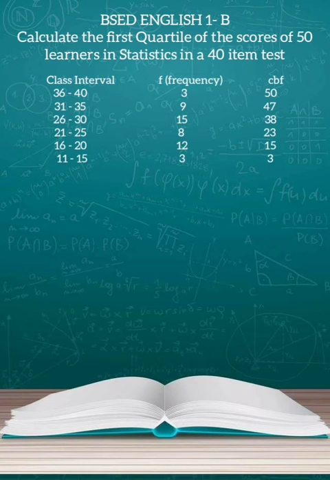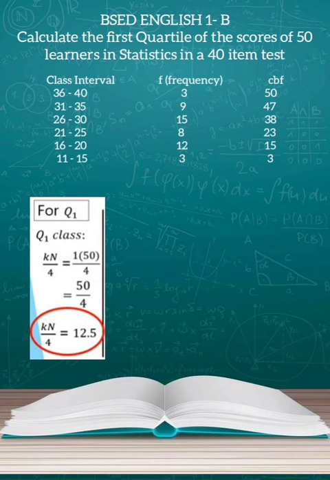For example, calculate the first quartile of the scores of 50 learners in statistics in a 40-item test. For first quartile, kn over 4 is 1 multiplied by 50 over 4 equals 50 over 4, so the kn over 4 is 12.5.